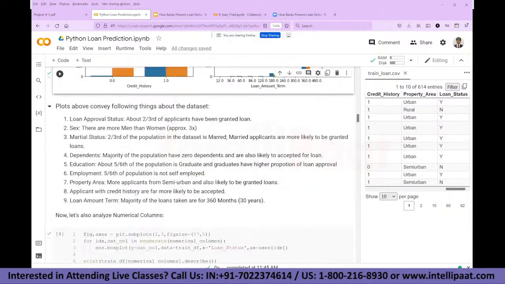Similarly, the education column: about 5/6 of the population are graduates, who have a higher proportion of loan approval. Similarly, 5/6 of the population are not self-employed among the loan applicants. Similarly, property areas: applicants from semi-urban areas are also more likely to be granted loans. Similarly, applicants with credit history are far more likely to be accepted. Loan amount term: the majority of the loans are taken for 360 months or 30 years or so. So that's basically the idea that you get from this particular data.